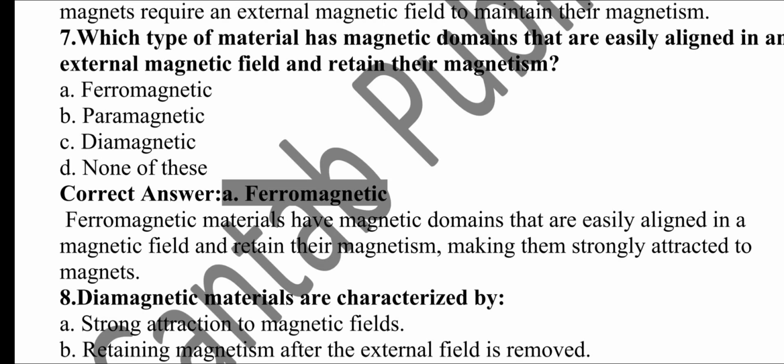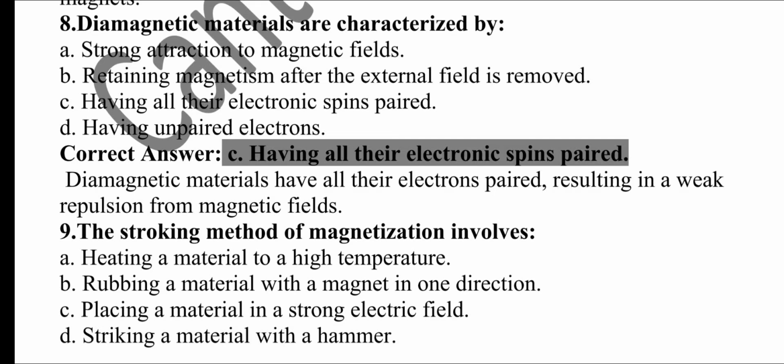Which type of material has magnetic domains that are easily aligned in an external magnetic field and retain their magnetism? A. Ferromagnetic, B. Paramagnetic, C. Diamagnetic, D. None of these. So the correct answer is option A, ferromagnetic. Ferromagnetic materials have magnetic domains that are easily aligned in a magnetic field and retain their magnetism, making them strongly attracted to magnets.